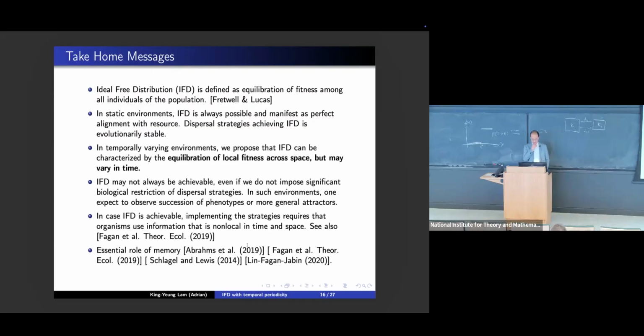Okay, so for now, some summary for ideal free distribution. It is equilibration of fitness among individuals. In a static environment, it means matching carrying capacity. In a temporally varying environment, it means equilibration of local fitness across space, but not necessarily in time.